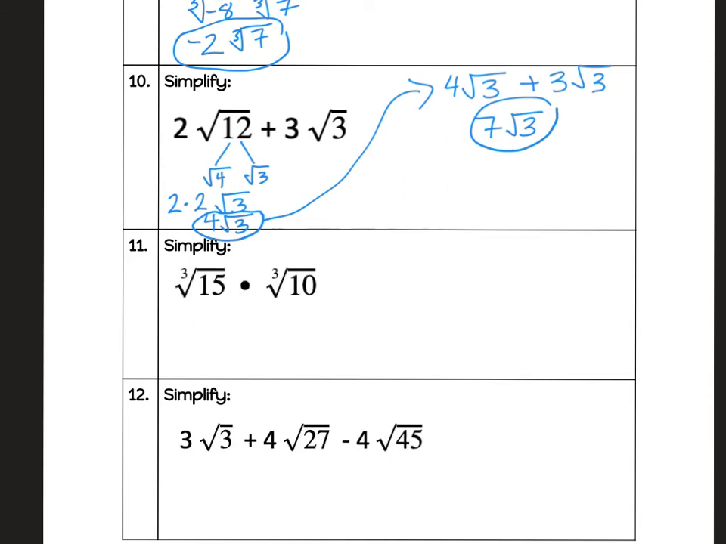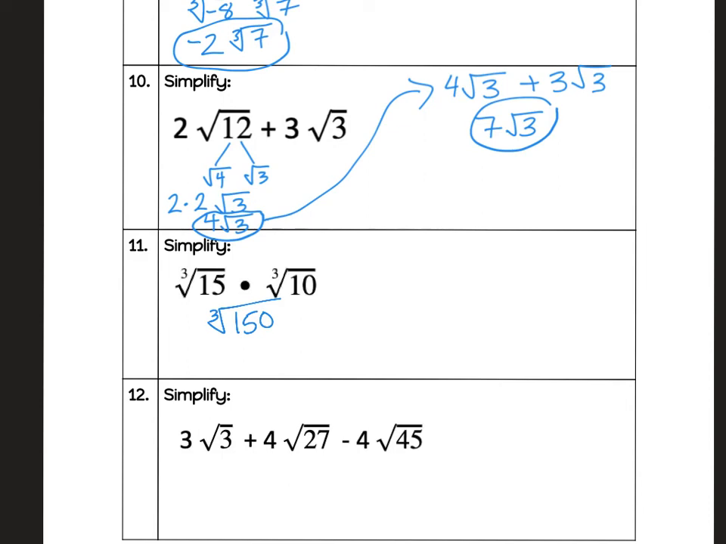Okay, so number 11. So we are multiplying, and whenever we're multiplying, we're going to first multiply the radicands and then see if we can simplify. So we're going to do 15 times 10, which gives me 150. So that's our radicand. And then make sure to write your index.